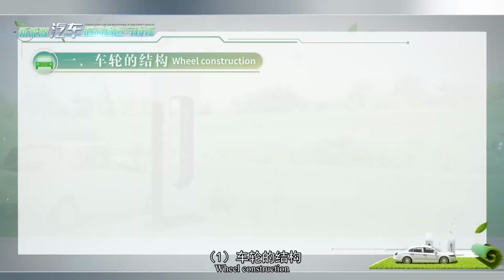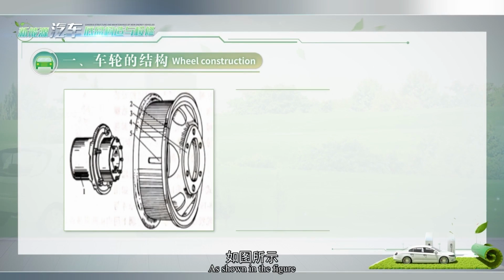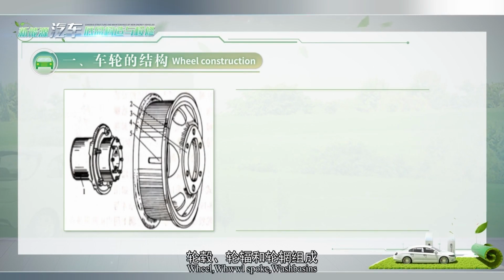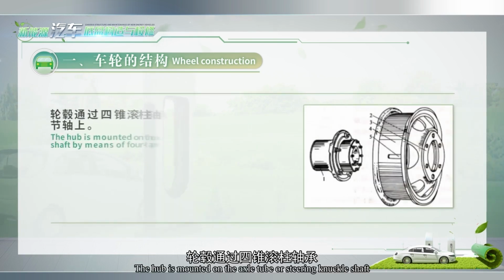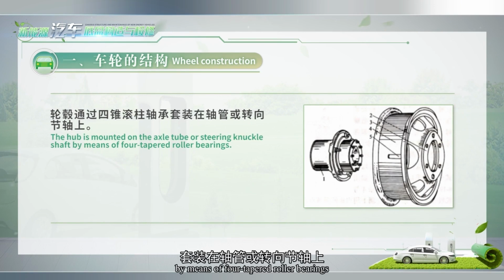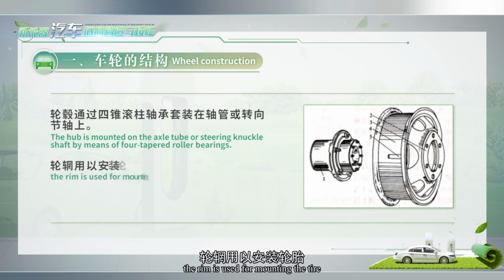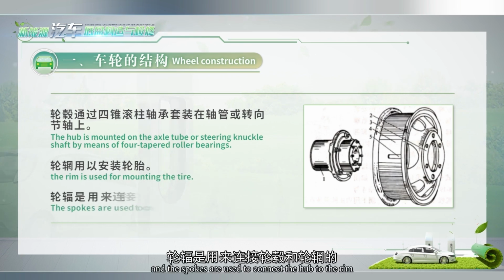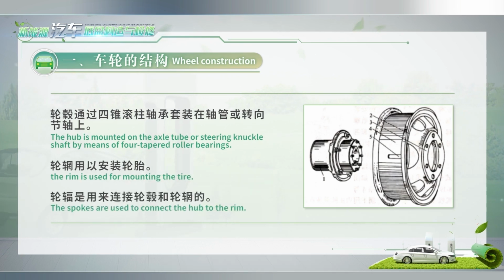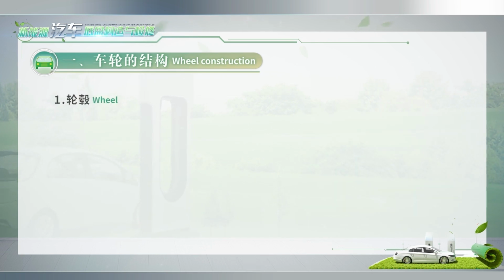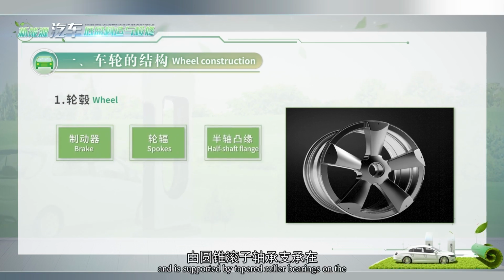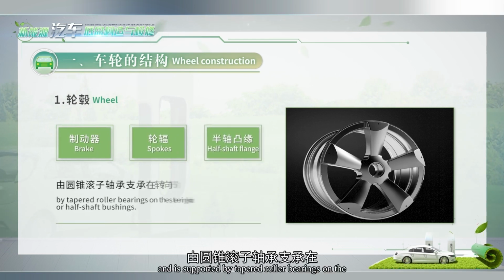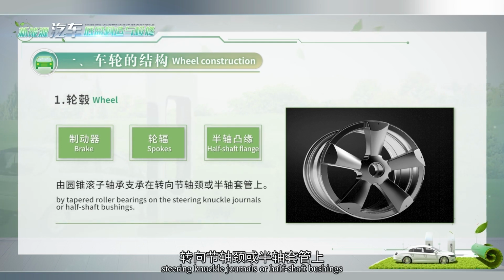1. Wheel construction. As shown in the figure, a wheel generally consists of a hub, spokes, and rim. The hub is mounted on the axle tube or steering knuckle shaft by means of 4 tapered roller bearings. The rim is used for mounting the tire, and the spokes are used to connect the hub to the rim. 1. Wheel hub. The hub is connected to the brake, spokes, and half-shaft flange and is supported by tapered roller bearings on the steering knuckle journals or half-shaft bushings.